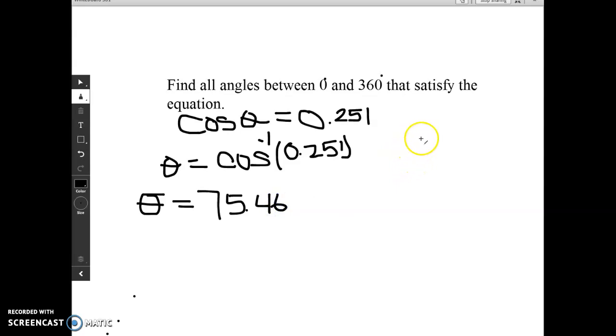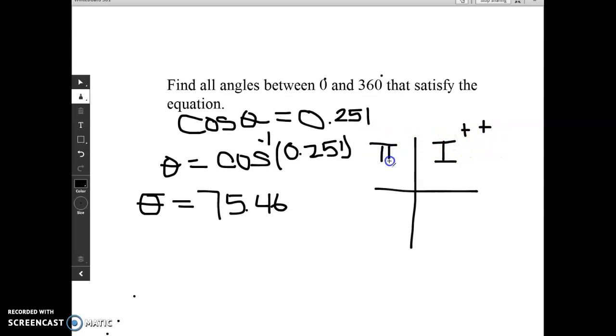So I'm going to write out a little quadrant plane, just to make sure that everything is okay. First of all, we know that we want all the angles between 0 and 360. That means that we can also use reference angles, because these reference angles are also going to give us the exact same degrees. So we know that 75.46 is in quadrant 1. And in quadrant 1, my x, my cosine, and my sine are both positive.